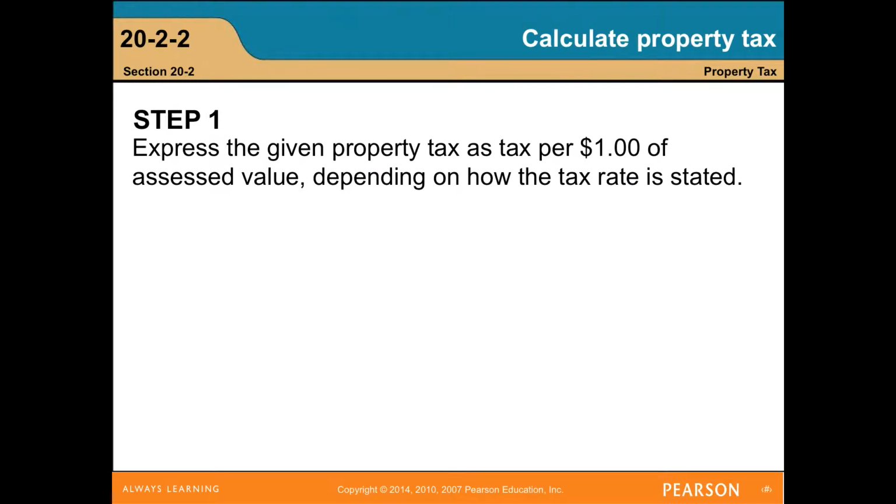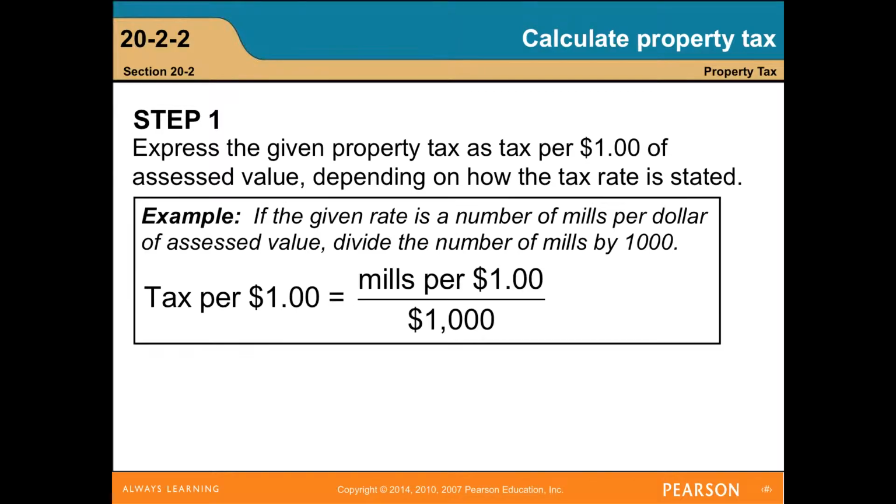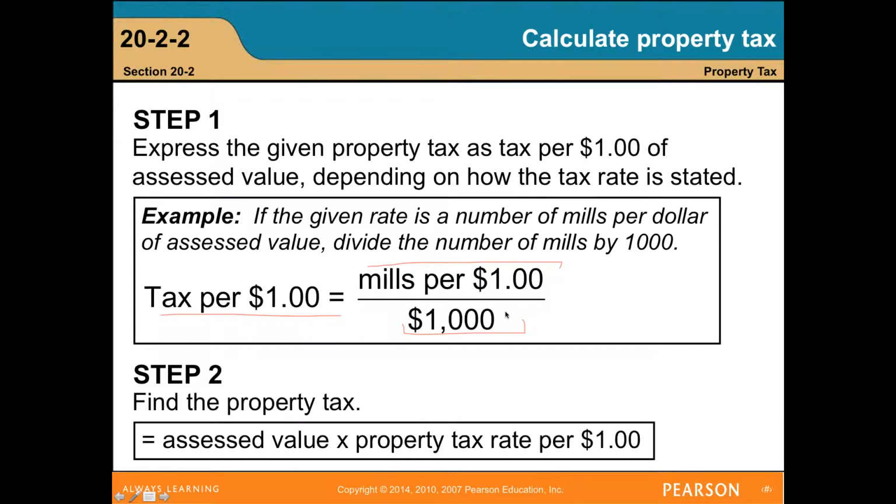Calculating property tax. Express the given property tax as per dollar of assessed value depending on how the tax rate is stated. So here's an example. If the given rate is the number of mills per dollar of assessed value, divide the number of mills by 1,000. So tax per $1 equals mills per dollar over $1,000. The second step is to find the property tax. So we have assessed value times property tax rate per dollar.